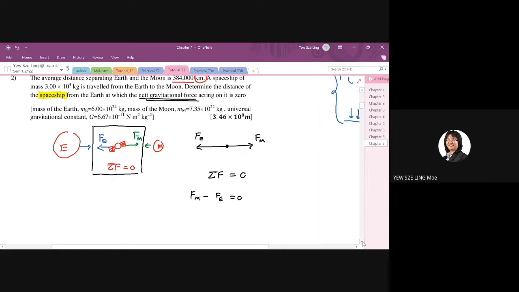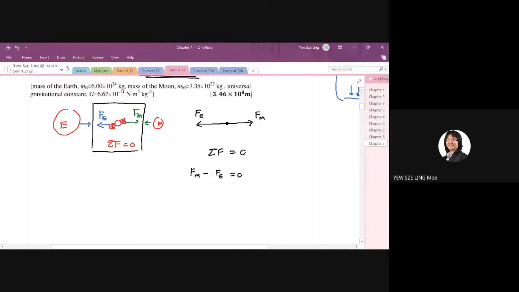So Fm minus Fe, because of the direction, therefore I use minus. If both of the forces are going to the right, then it's Fm plus Fe. If both of the forces are going to the left, then again you just add them up. So now I have two forces pointing in opposite directions.